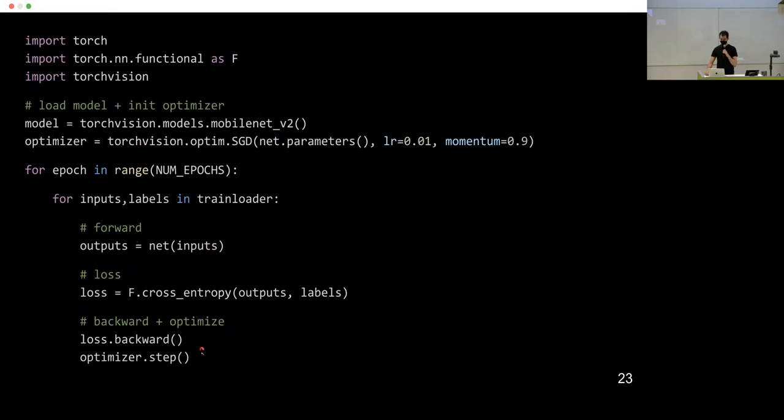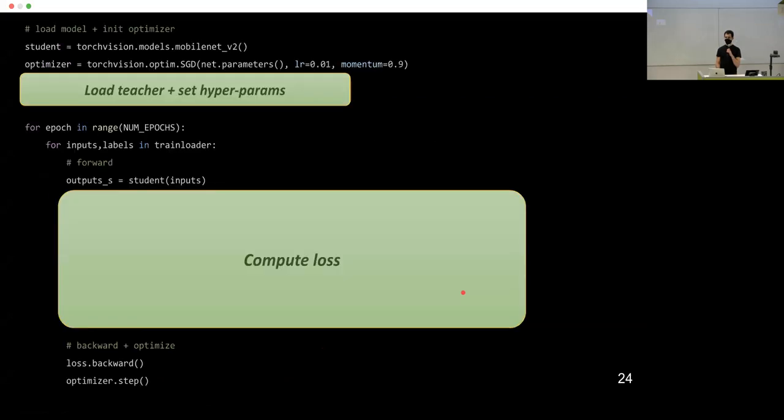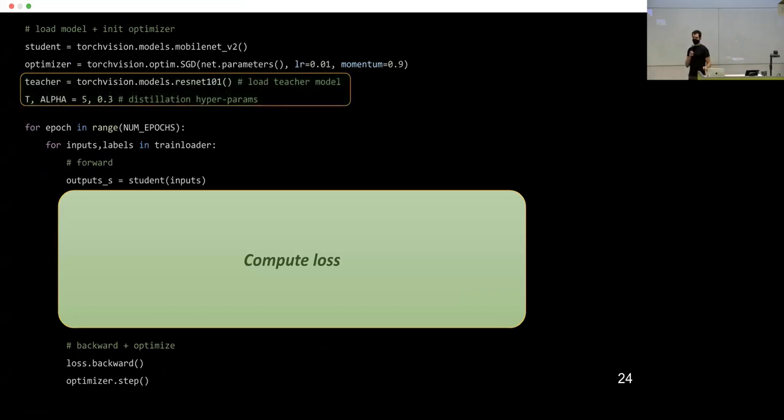So if I want to change this code so that now instead of doing this classical training with labeled data, we want to use knowledge distillation, what do I do? So first, you load the teacher network. In this case, I loaded ResNet 101, like I said in the very early example. And I have those hyperparameters. Here I just have alpha, and I'm assuming that beta is equal to 1 minus alpha. So take a couple of minutes, try to write down the code that goes into that green box.